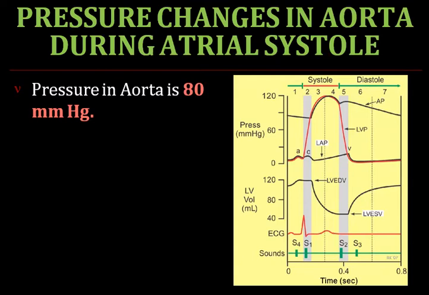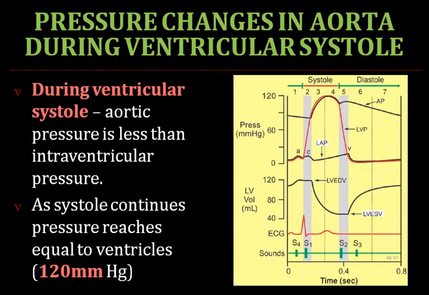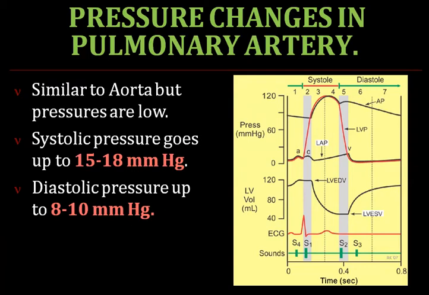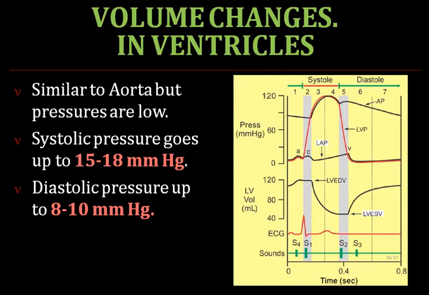Pressure in the aorta is 80 mm of Hg. During ventricular systole, aortic pressure is less than intraventricular pressure; as systole continues, the pressure becomes equal to the ventricular pressure, which is 120 mm of Hg. During protodiastole, the aortic pressure is higher than the ventricles, causing backflow of blood, the second heart sound and the dicrotic notch. In the rest of diastole, aortic pressure declines slowly up to 80 mm of Hg. The pulmonary artery is similar to the aorta but the pressures are low: systolic pressure goes up to 15 to 18 mm of Hg and diastolic pressure up to 8 to 10 mm of Hg.